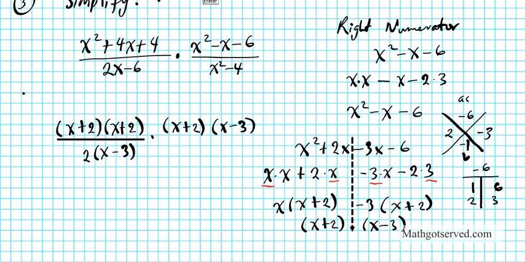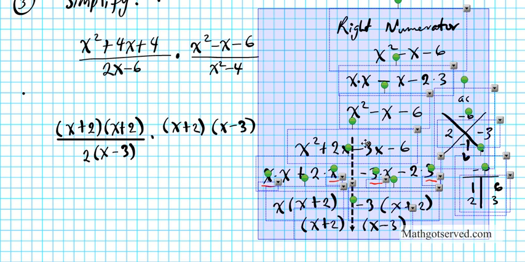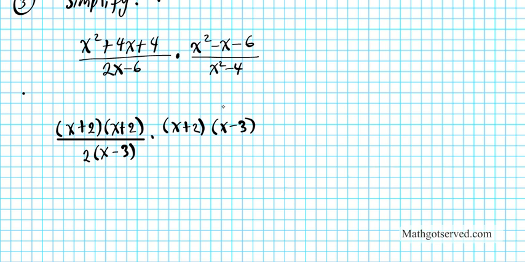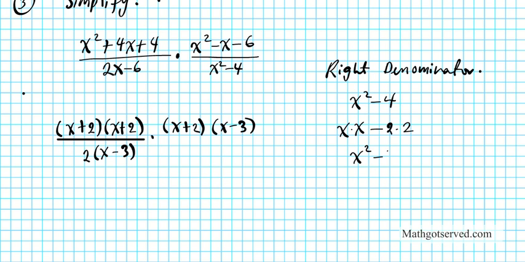Now let's focus our attention on the denominator on the right. Let's see what we get with that. Let's write down what it is first. The right denominator is x squared minus 4. So break it down, see if you can take out anything. Nothing can be extracted, so put it back together: x squared minus 4.